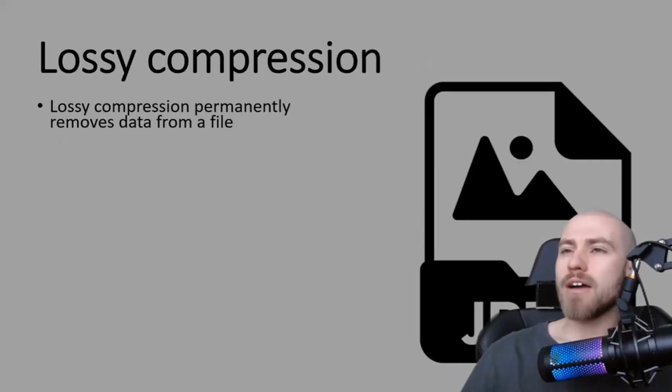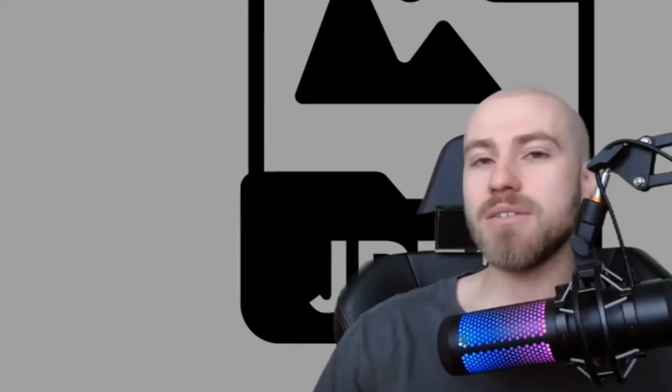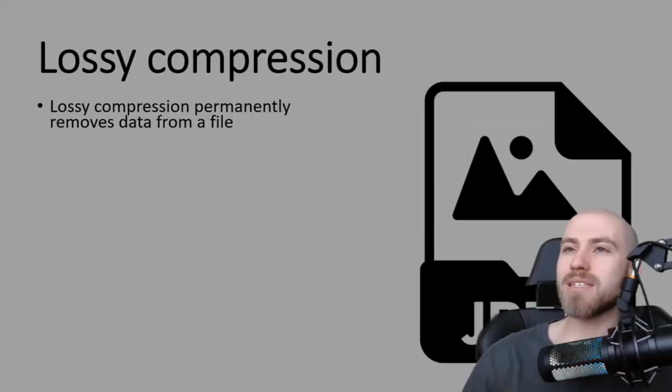If you've got a file such as a JPEG, which is an image file, lossy compression will actually reduce the number of colours available in that image. So it'll reduce the amount of bits needed per pixel. That's the colour depth that we were talking about in our image representation video. So fewer bits available per pixel means that there will be fewer colours available per pixel.